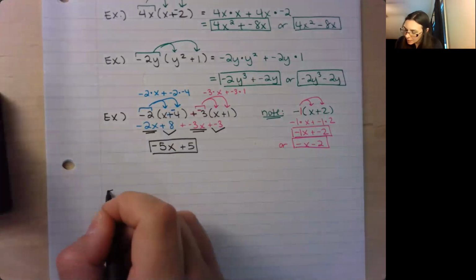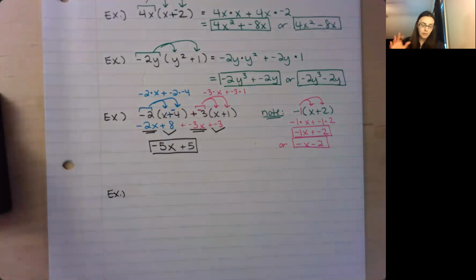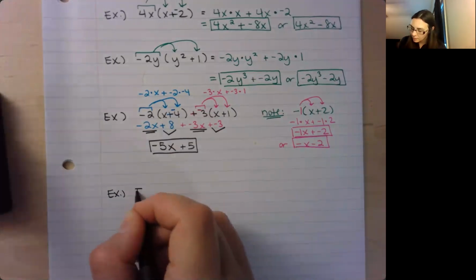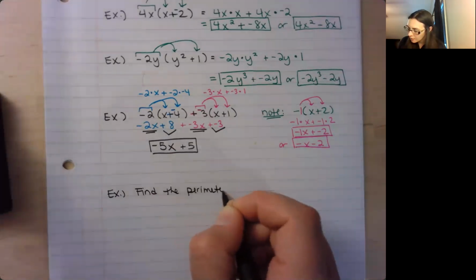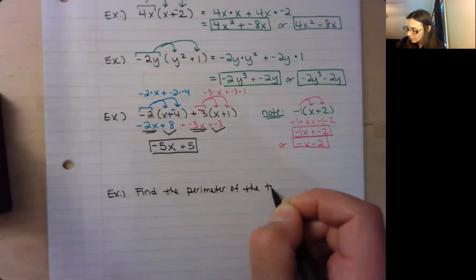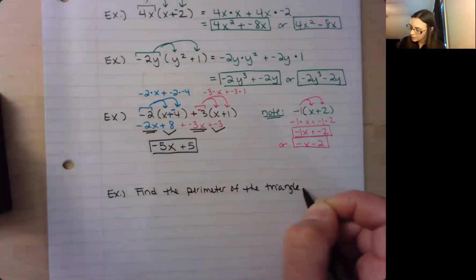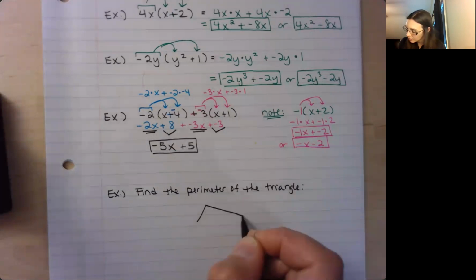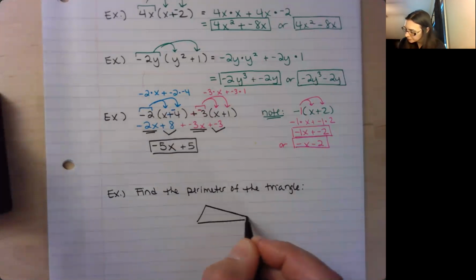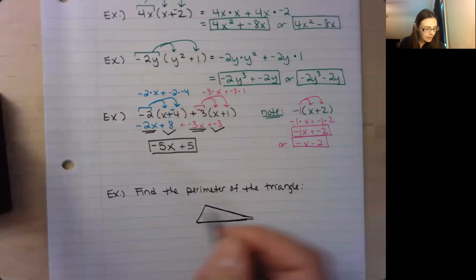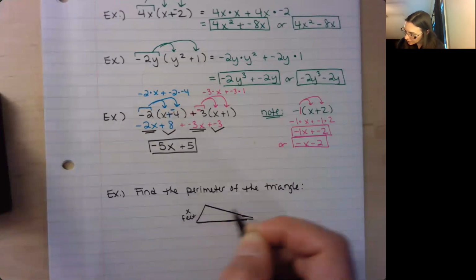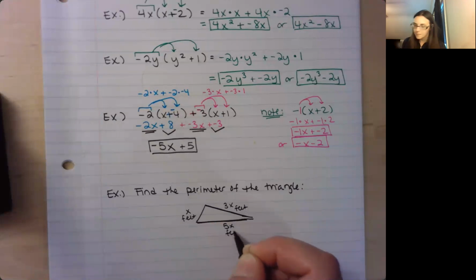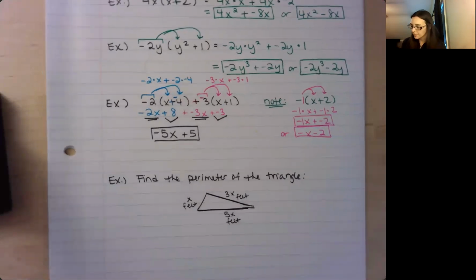All right, let's do one last example with an application this time, or a couple applications. So how about we find the perimeter of the triangle. So maybe I have a triangle here. And maybe this side is x feet, and this side is 3x feet, and this side is 5x feet. And again, I'm just making up an example here.